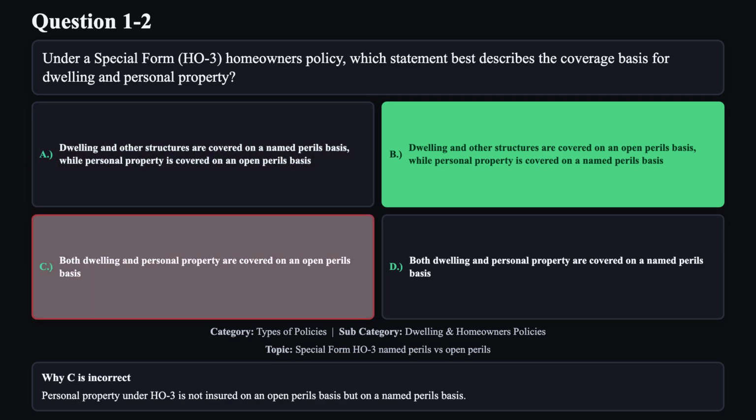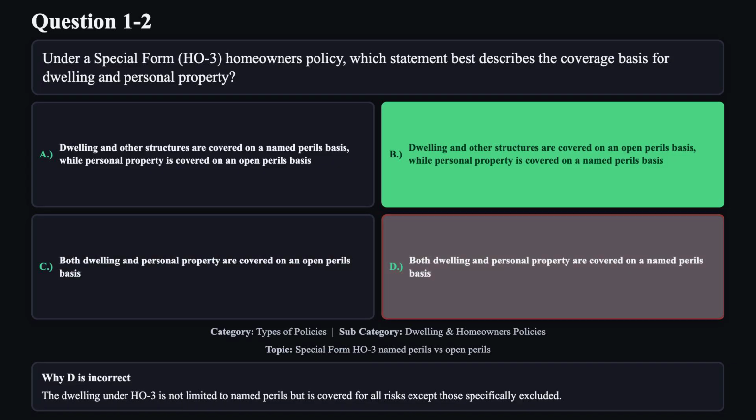Reason C is not correct. Personal property under HO3 is not insured on an open perils basis, but on a named perils basis. Reason D is not correct. The dwelling under HO3 is not limited to named perils, but is covered for all risks except those specifically excluded.